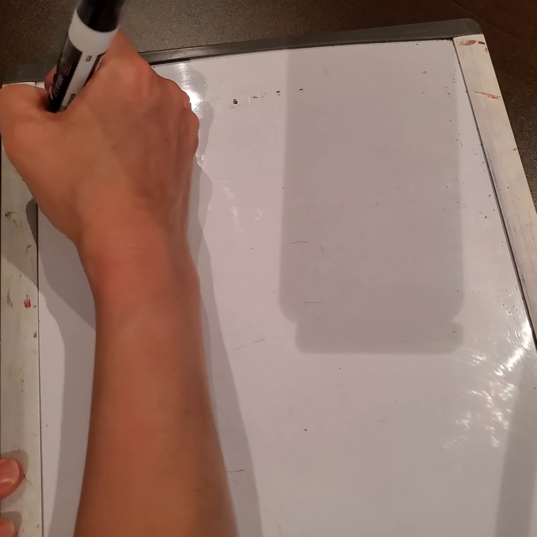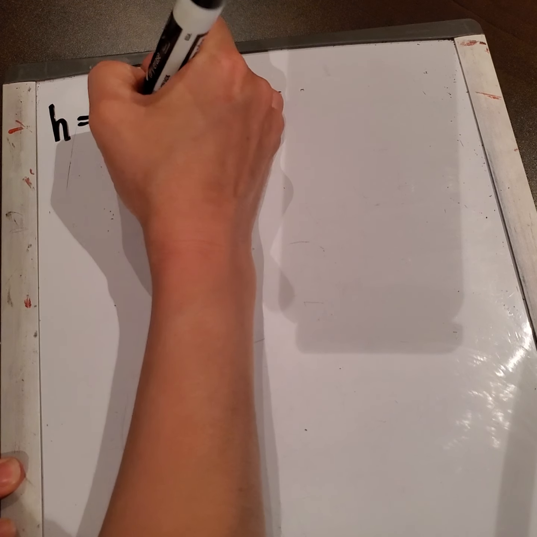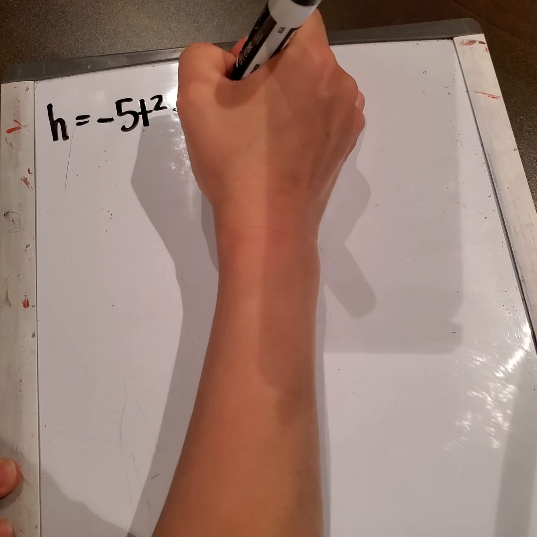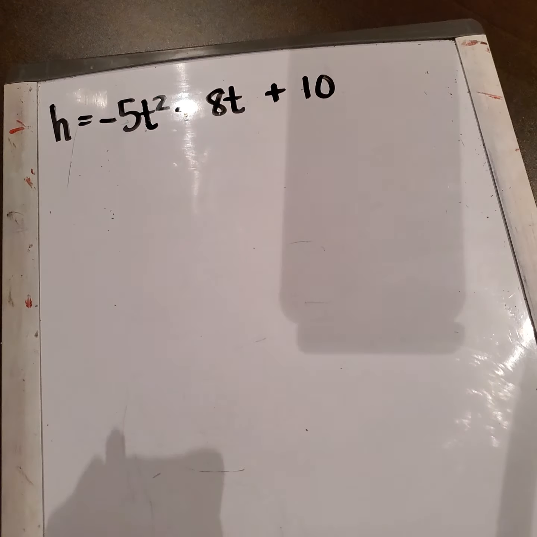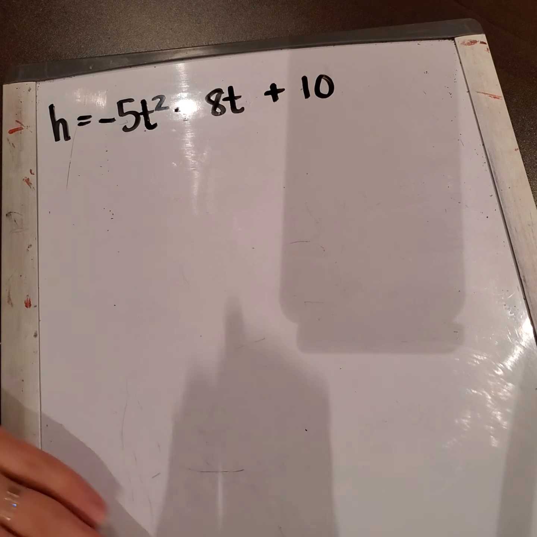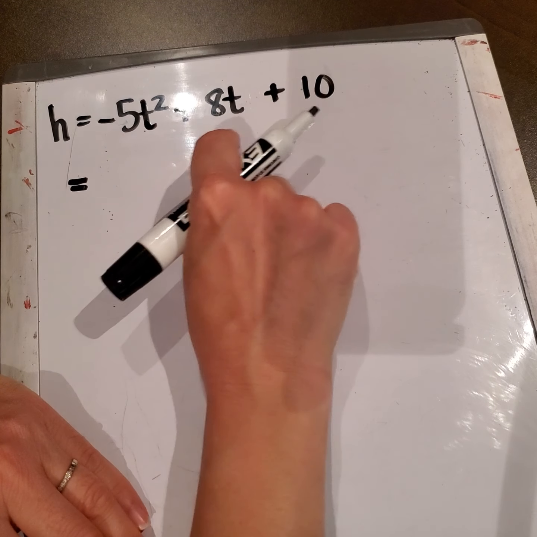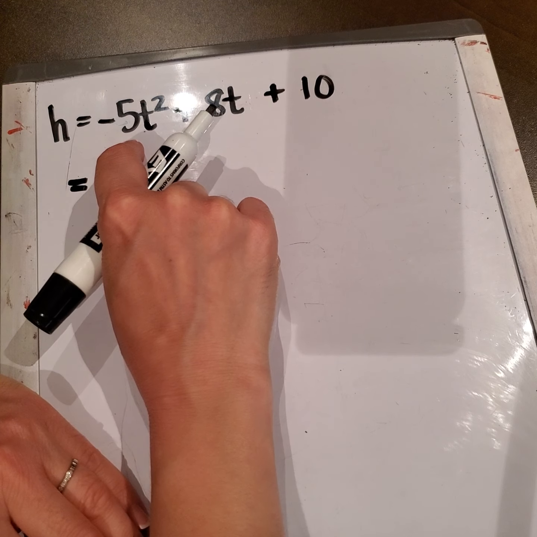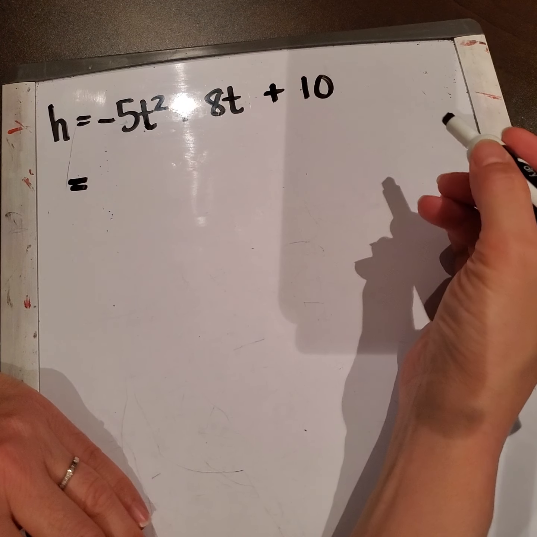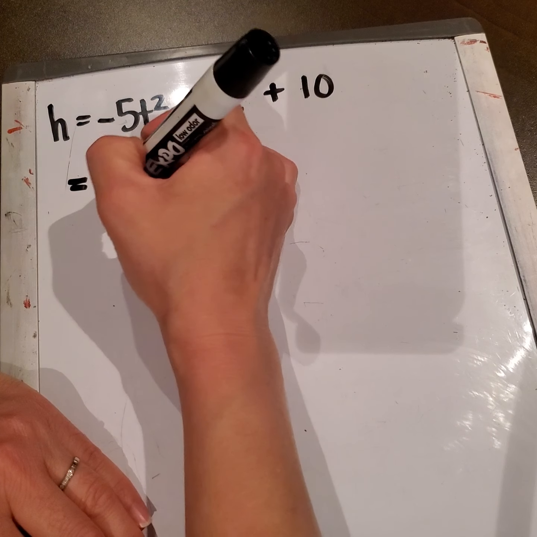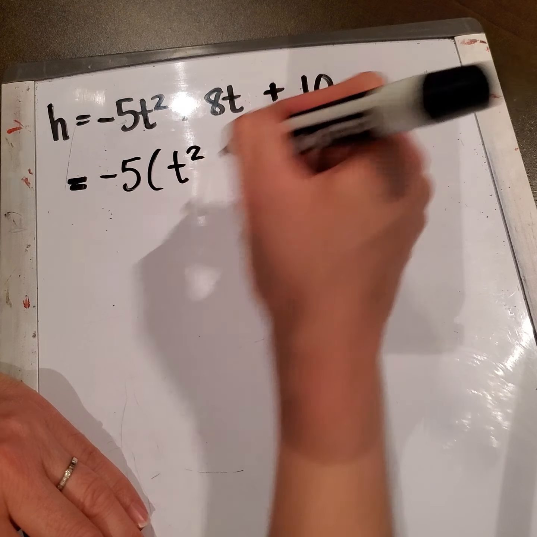So, I need the original equation if I'm going to complete the square, and I don't have it in front of me. Oh, here it is. Okay. All right, so when we complete the square, we factor the coefficient of t squared or x squared from the first two terms, which means I'm going to divide the first two terms by a negative 5.